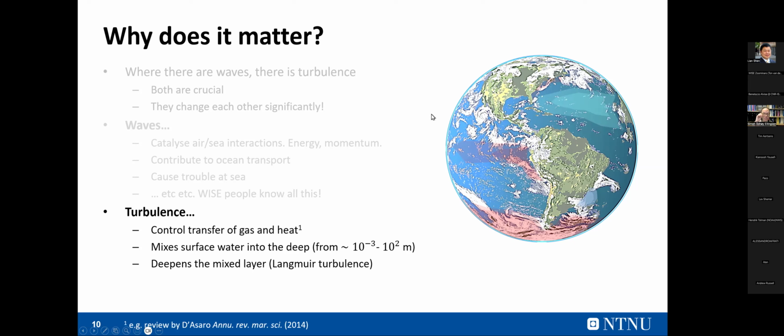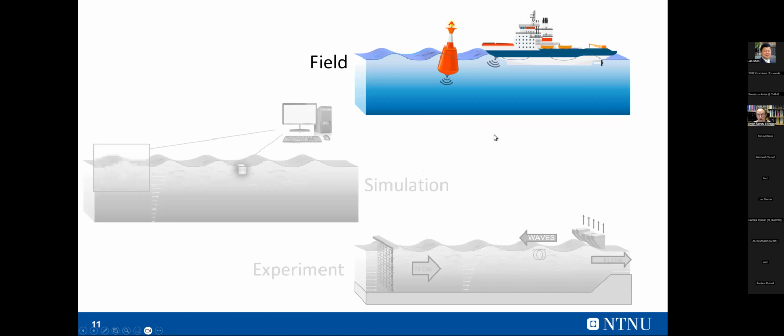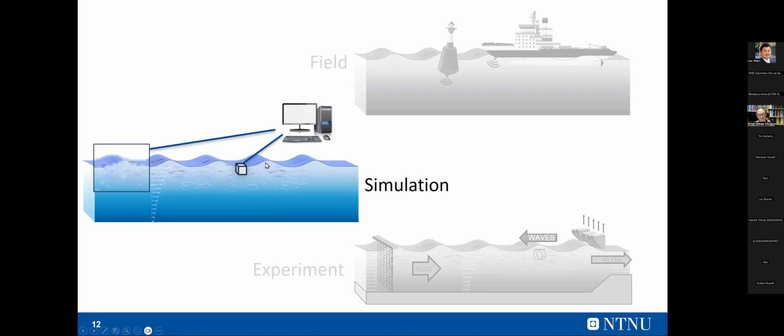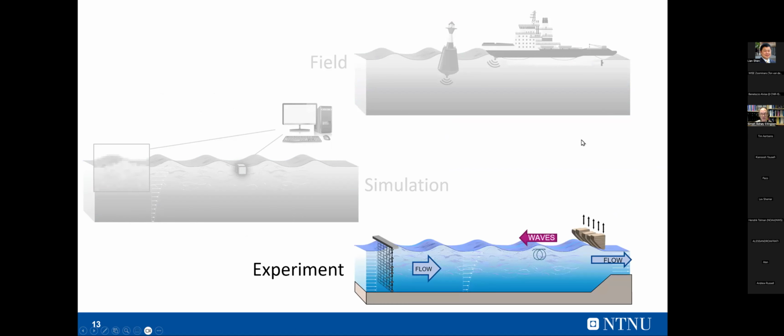Turbulence controls the transfer of gas and heat between ocean and atmosphere, and it mixes the surface water into the deep, all the way from millimeter scale to 100 meters. And we know that it mixes the mixed layer, Langmuir turbulence. So we've got three avenues of investigation. We've got field studies, simulation, which Lian is going to talk about, and lab studies. All of them are necessary, I would say, and all of them have their pros and limitations. I'm going to live in the bottom right corner here.